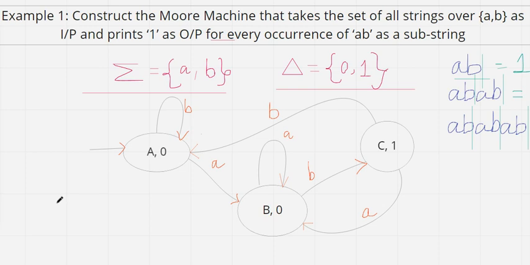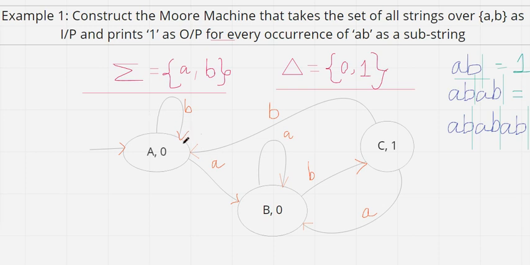Okay, with the output as 1. Okay, so this is all about Moore machine. Now if we talk about Mealy machine, it is as simple as that. What is Mealy machine? Mealy machine explains the output which is associated with the inputs, that means associated with the transitions.